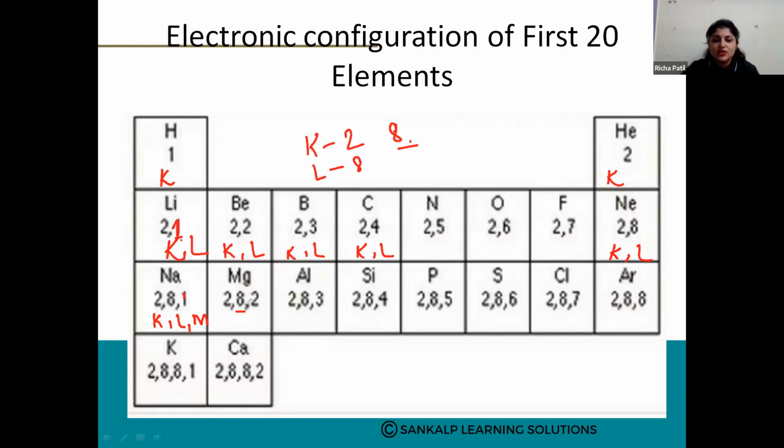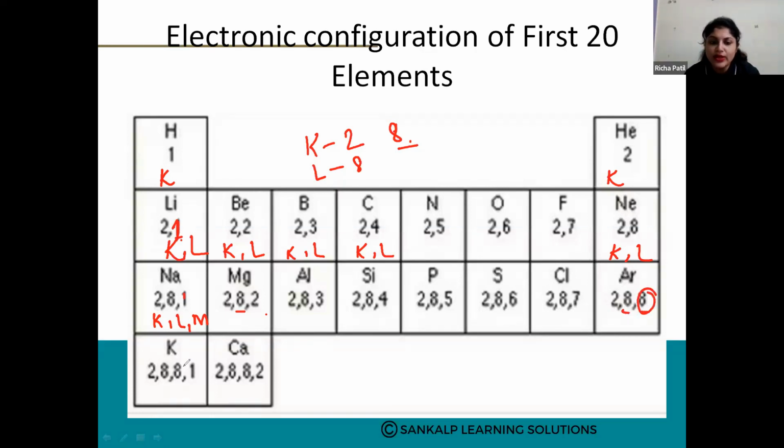In the main shells, this is 2, 8, then 2. Then again the electron goes here: 2, 8, 3, then 2, 8, 4, 2, 8, 5, 2, 8, 6, 2, 8, 7, 2, 8, 8. So it stops at 8 again here.